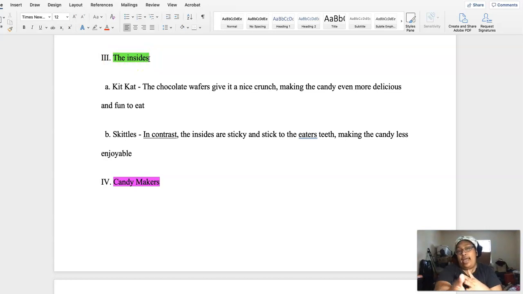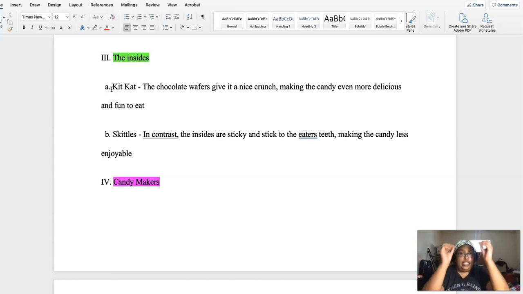Now, I don't have the topic sentence of the paragraph here because I love to live dangerously. But you can actually have a topic sentence here if you need to, if this makes writing it, which is the next step after the outline, a lot easier. Okay? So, in the paragraph about the insides, we're going to start with Kit Kats. Yay, Kit Kats! And we're going to talk about the chocolate wafers and how good and crunchy and how satisfying that is. And then after we're done talking about that, we're going to move on to Skittles.